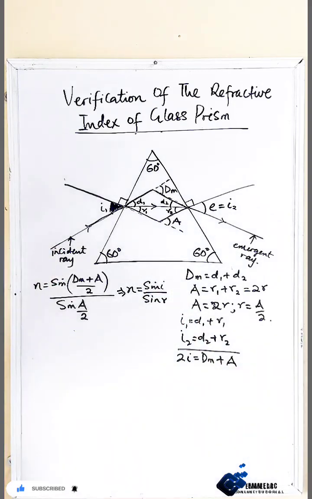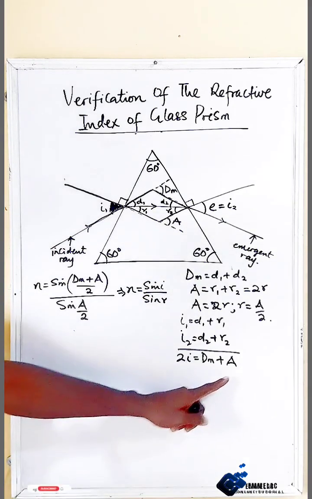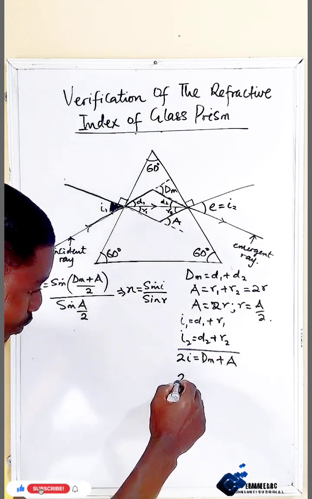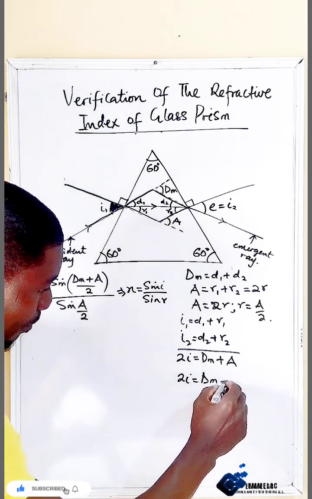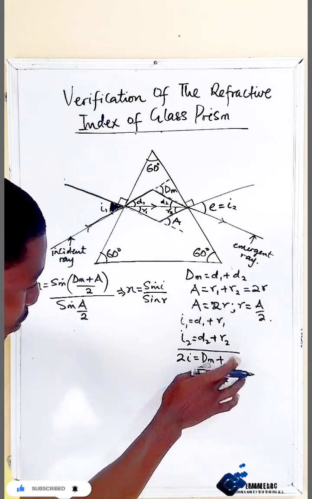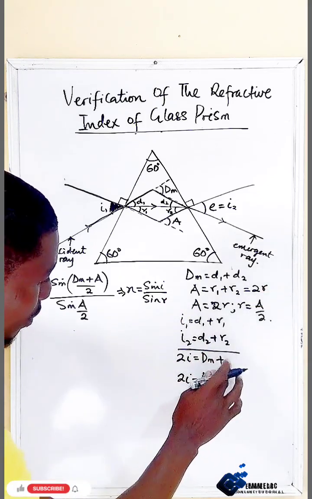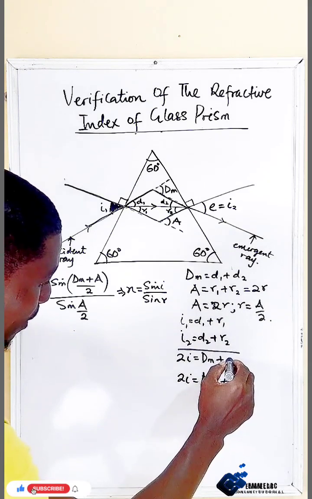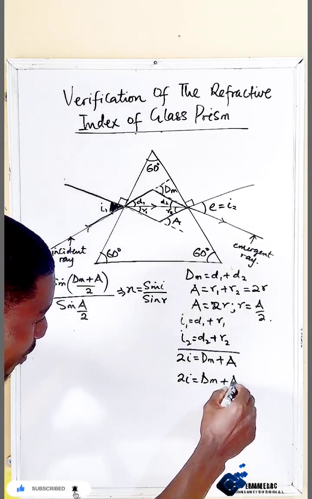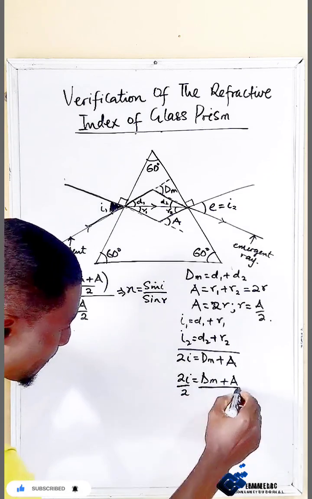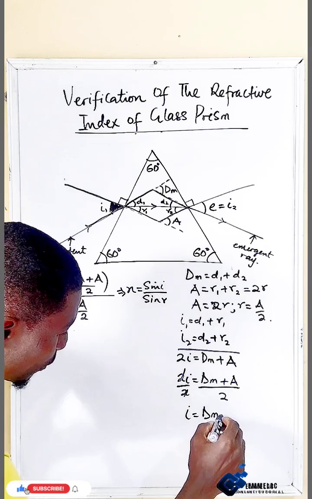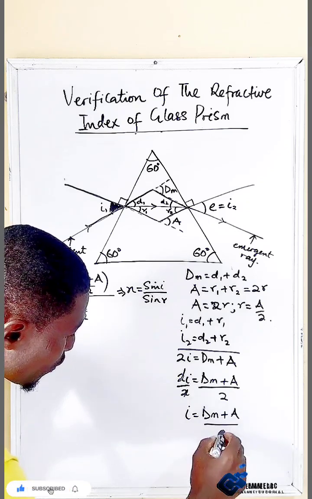All right, so to this end, here we have 2i equals dm plus, sorry, r1 plus r2 equals 2r, which is a. All right, so there we have it, a. Now dividing both sides by 2, so our i equals dm plus a all over 2.